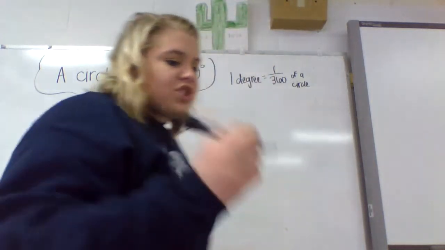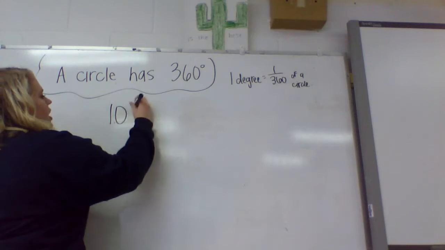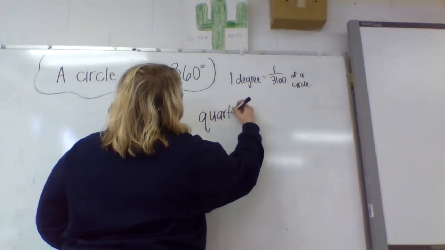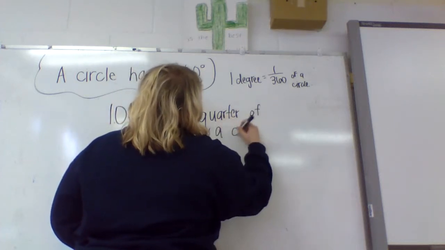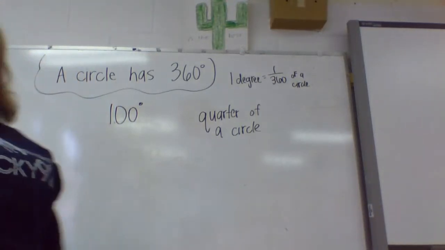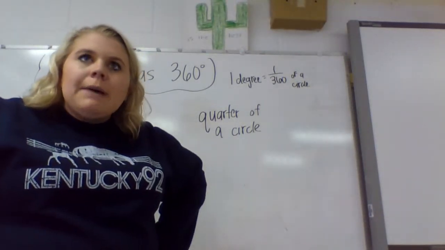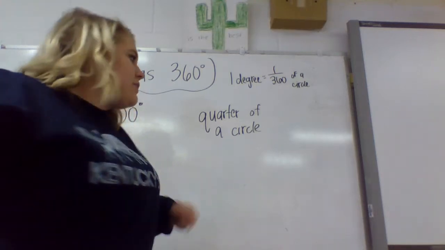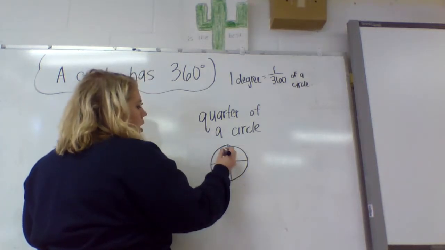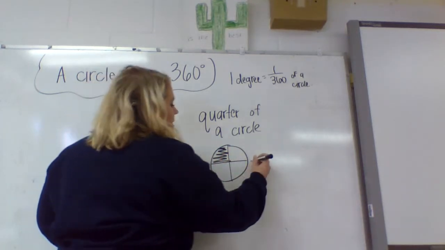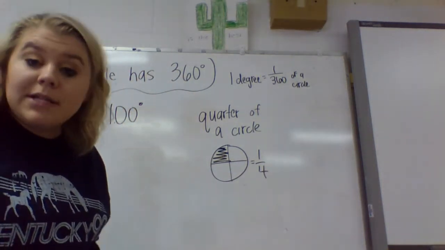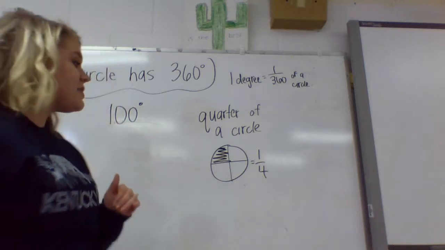So it wants to know which is greater, a 100-degree angle or a quarter of a circle. So I need to get those both in degrees. One of them is already done for me. But a quarter. So that means that if here's my circle's 360 degrees, a quarter is going to be the same as 1/4. So I need to figure out how many degrees are in 1/4 of a circle.